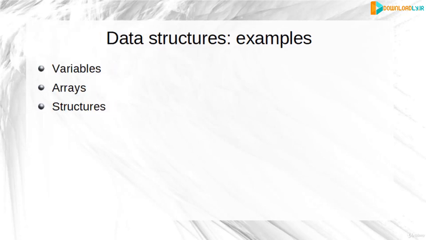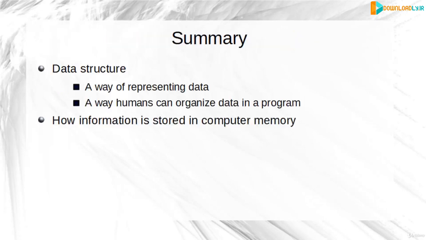In this course, we are going to learn 3 different types of data structures: variables, arrays, and structures. These are very simple data structures. There are much more complex data structures, but we would not cover them in this course.